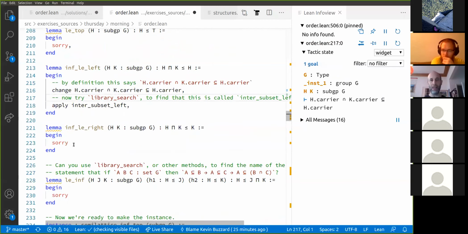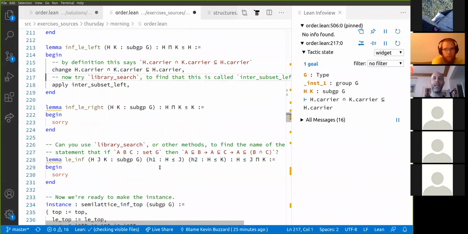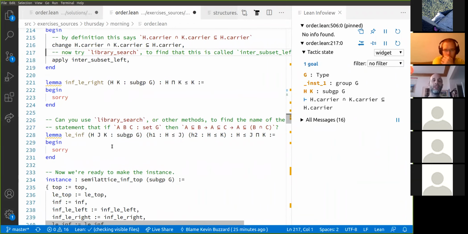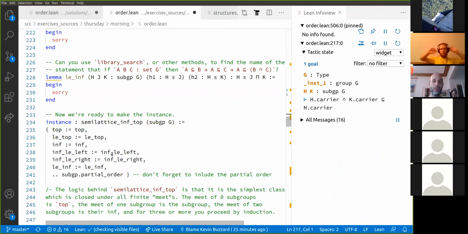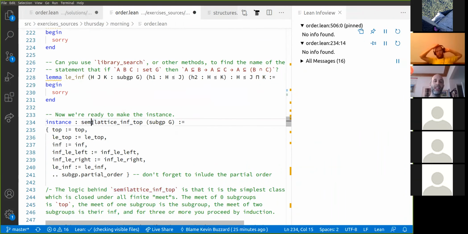And you might now be able to guess how to prove inf_le_right. Now we know that it's called inter_subset_left. And similarly here, the last axiom for a semi-lattice inf top is that if H is less than or equal to J and H is less than or equal to K, then H is less than or equal to the inf of J and K. So figure out what question that is about sets and figure out how to prove it. And now we've proved those 4 axioms, and now we can just make a semi-lattice inf top.